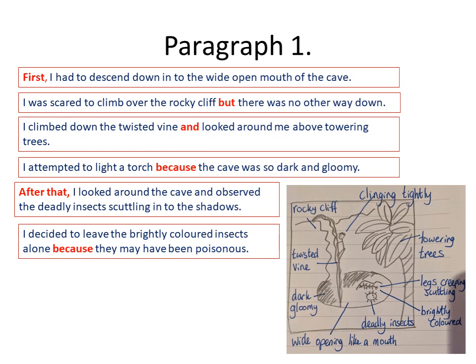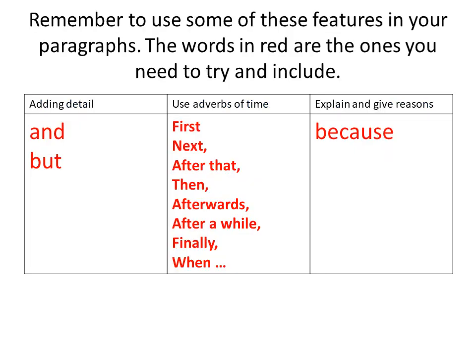To help you write your sentences, there are some things that you can use. Use your pictures, but you can also use this slide here with the features that will help you write extended sentences. You've got and but that help you to add detail, the adverbs of time that tell you when something happens, and because, which makes sure your sentences can explain and give reasons. So the words in red are the ones you need to try and include in your sentences. Come back and look at this part of the video if you need to remind yourself.